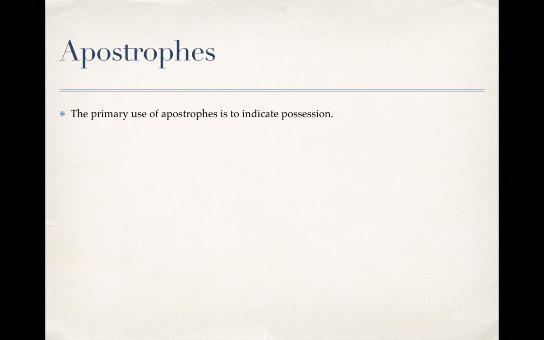The primary use of apostrophes is to indicate possession. We'll talk about contractions too, but let's just focus on possession for now. So I'm basically going to go through all the rules of using apostrophes with singular versus plural nouns, and particularly when we get into plural nouns, it can get a little tricky. So just hang in there with me. Even if you think you know how to use apostrophes, there may be a few little nuances that you're not familiar with.